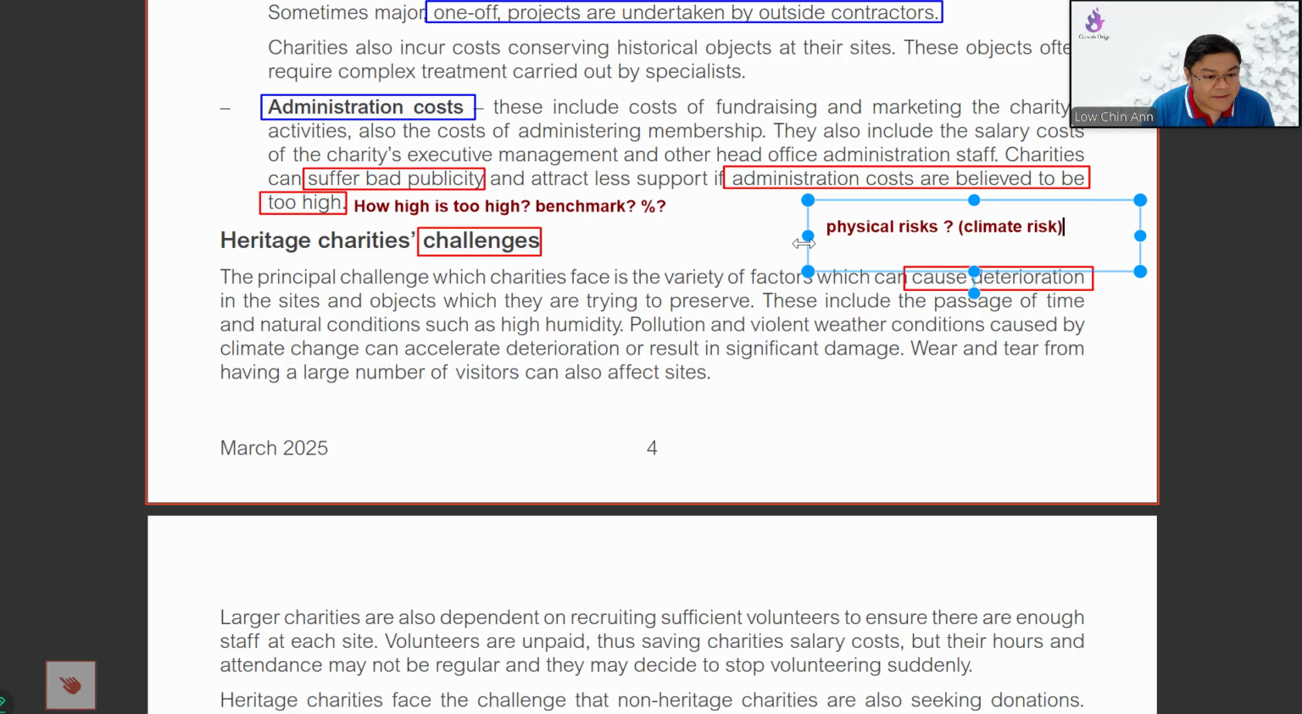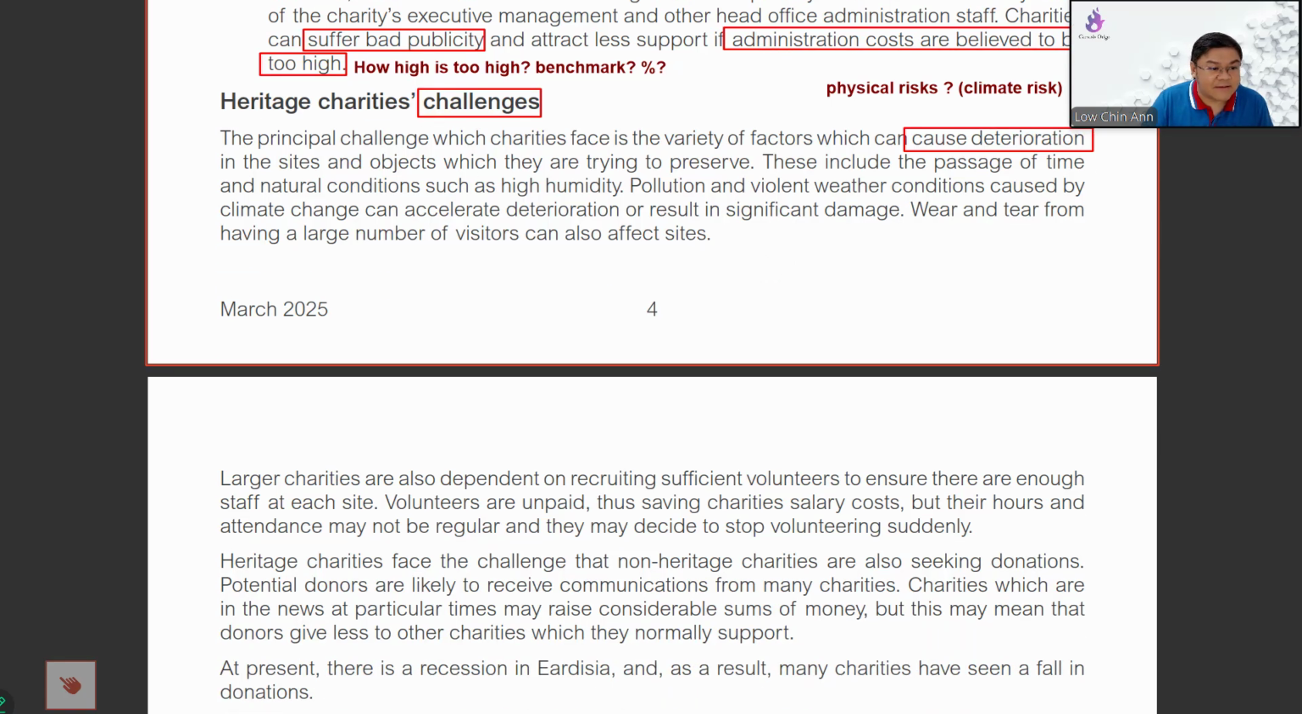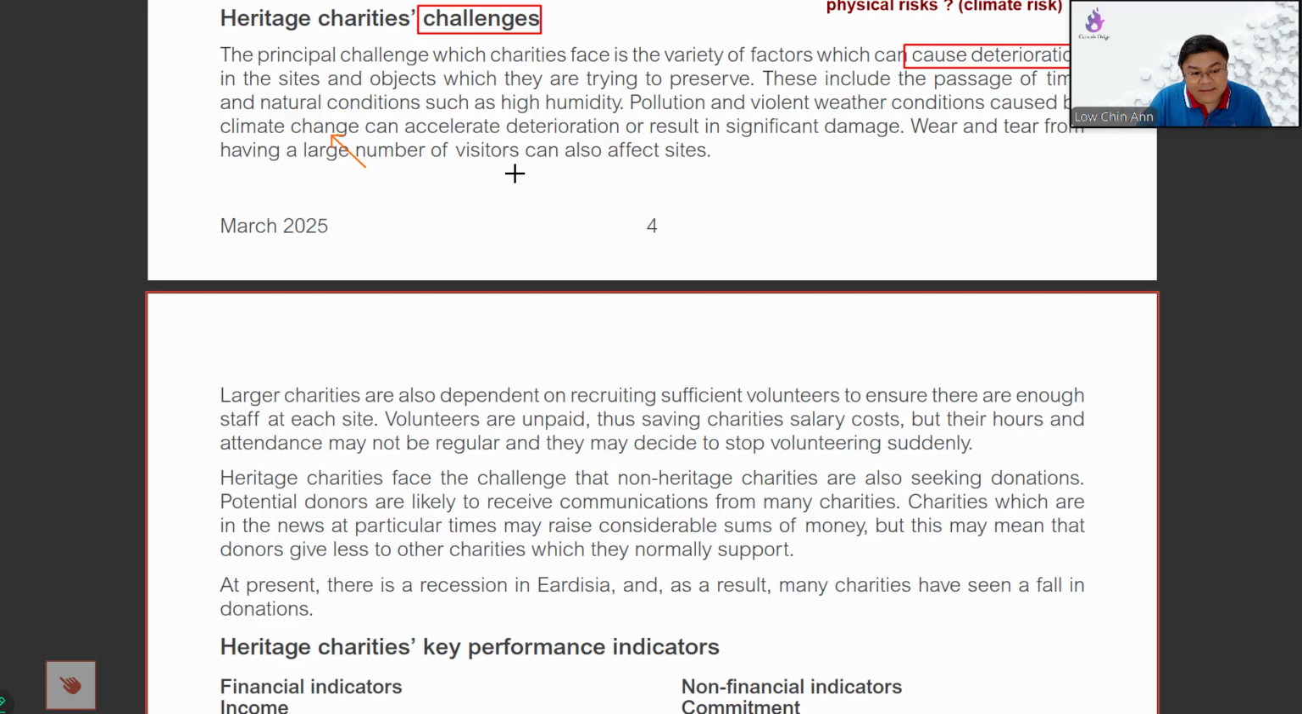Okay, so these include passage of time and natural conditions such as high humidity. So the climate is supposed to be a source of risk. Pollution and violent weather conditions caused by climate change. I just said that, right? Climate change can accelerate deterioration or result in significant damage, wear and tear. Having a large number of visitors can also affect the site. So things on ESG, on environmental aspects, on sustainability and environmental reporting can all be very relevant.